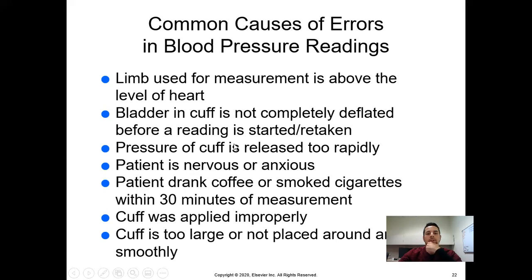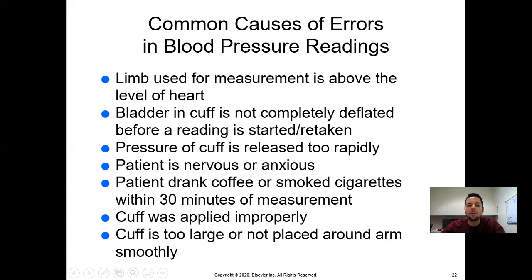All right. Some other sources of error: the bladder is not completely deflated before the reading is taken, or it's released too rapidly. Patients that are nervous or anxious, or drink coffee, cigarettes, any type of methamphetamines, drugs, things like that, is going to elevate the blood pressure. But that would be a normal blood pressure. It wouldn't be kind of an error.